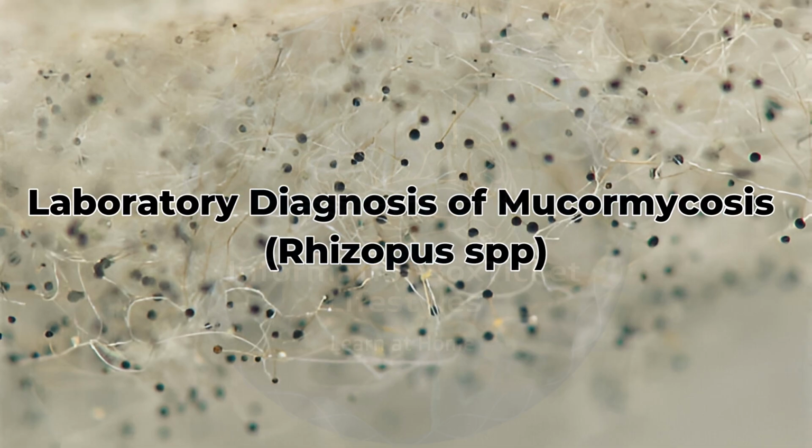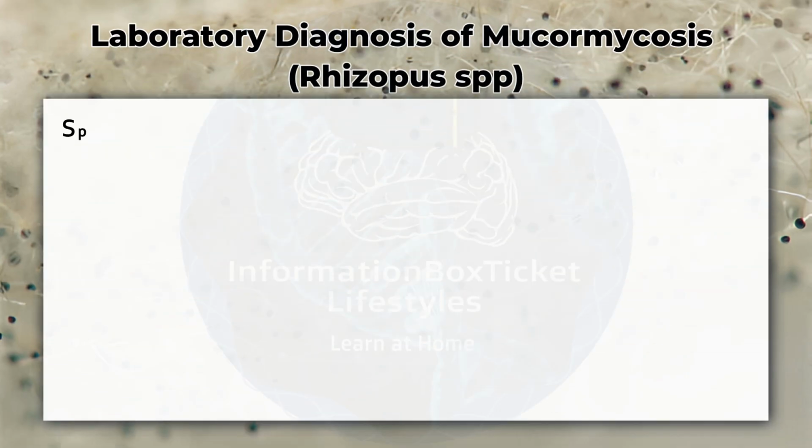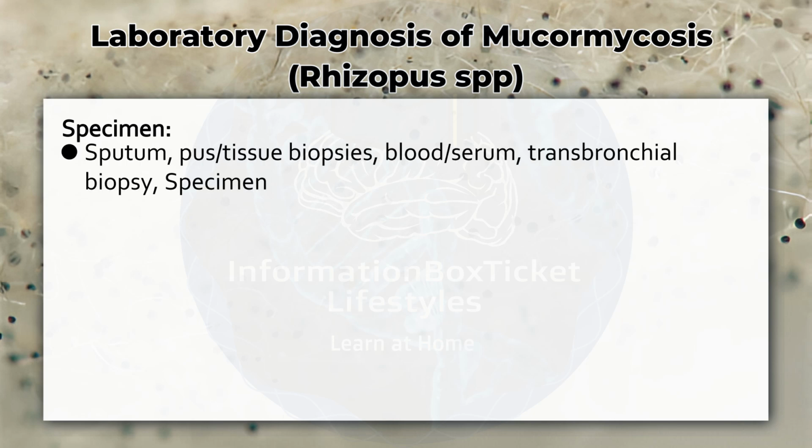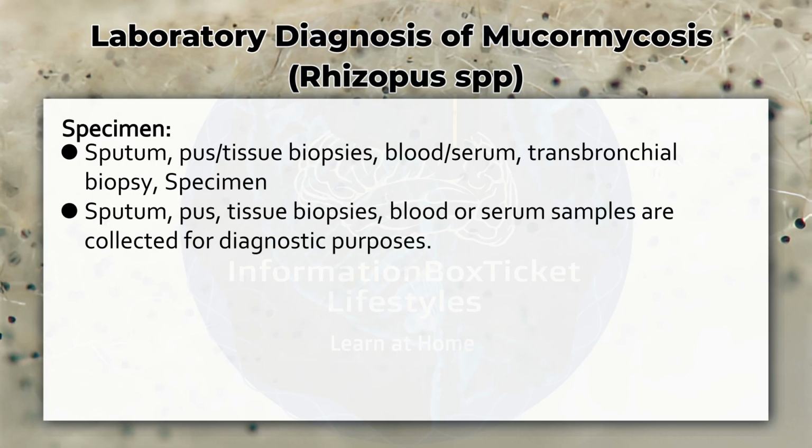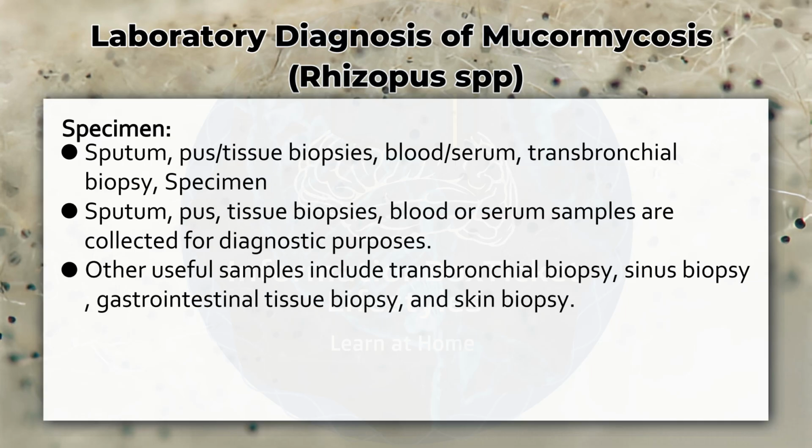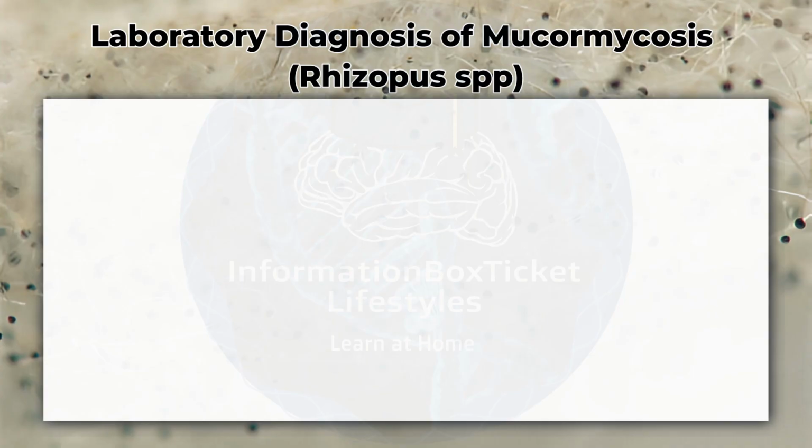Laboratory diagnosis of mucormycosis, Rhizopus species. Specimen: sputum, pus, tissue biopsies, blood, and serum are collected for diagnostic purposes. Other useful samples include transbronchial biopsy, sinus biopsy, gastrointestinal tissue biopsy, and skin biopsy.